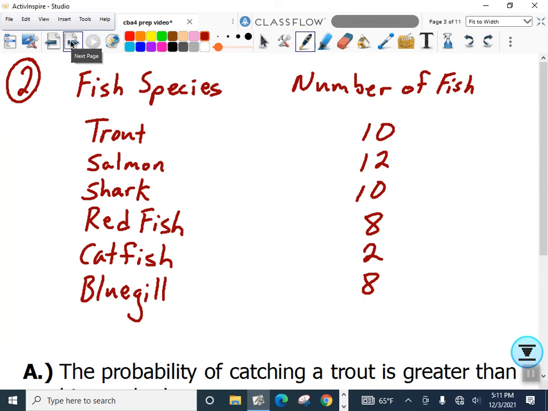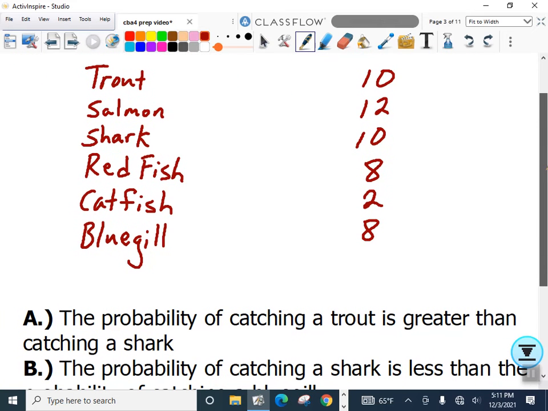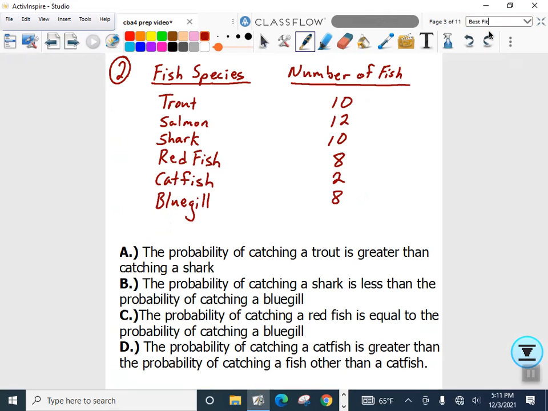Number 2, fish species. We have 6 species of fish and the number of fish that were caught. So this represents last summer's haul from Mr. Brennenberg. All right. The thing about this is we want to go ahead and figure out which of these 4 statements are true. So we are going to look at the probability. Now there's a total of 50 fish that were caught.